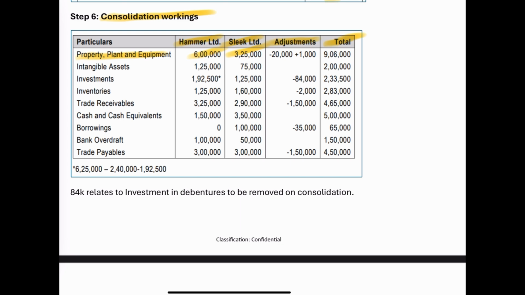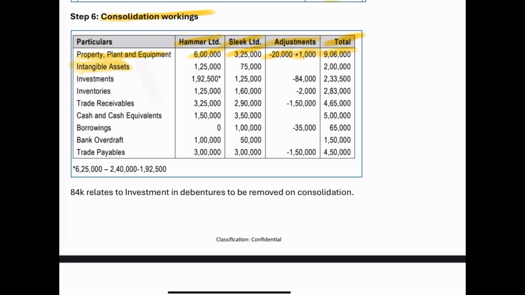So we'll have to just add these two, and they have given that the machinery has been overvalued by 20,000, so that needs to be eliminated. And on this 20,000 the depreciation is 1,000, so a net 19,000 needs to be reduced. So your consolidated PPE closing balance will be 906,000.